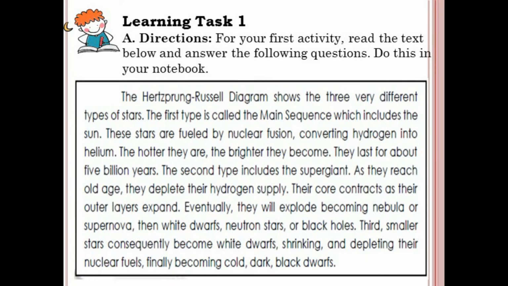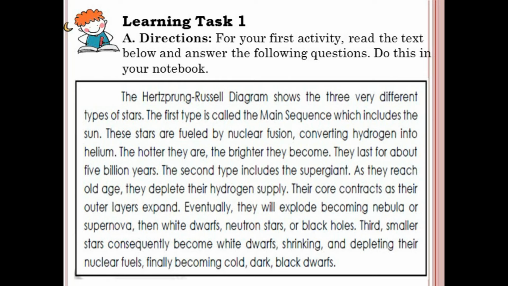Let's read the paragraph. The Hertzsprung-Russell diagram shows the three very different types of stars. The first type is called the main sequence, which includes the Sun. These stars are fueled by nuclear fusion, converting hydrogen into helium. The hotter they are, the brighter they become. They last for about 5 billion years.